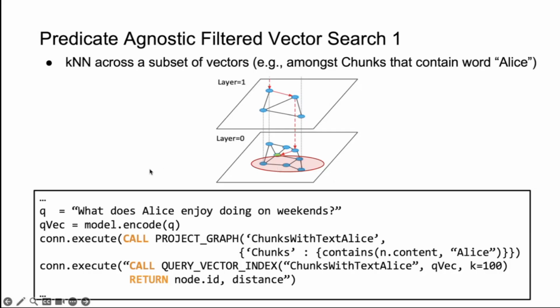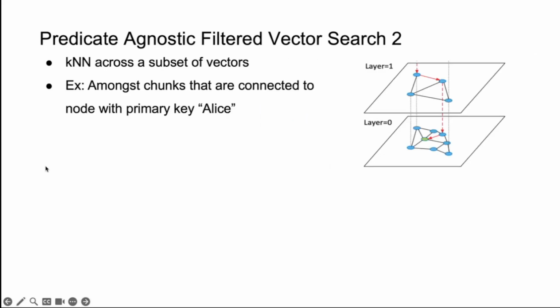And then you pass that projected graph, to which you give a name, chunks with text Alice, to the query vector index function, and it will return only the nearest neighbors to that query vertex amongst that projected graph you identified. Okay, so here's a more interesting example.